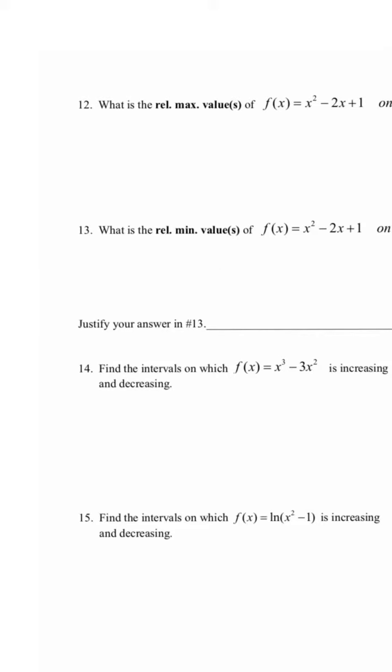This is page 4 of the worksheet for lesson 4.1 for Calculus A. I should have really included numbers 12 and 13 with the last video because it's all part of the same problem. But basically, it's looking for the relative maximum value and the relative minimum value of a function. So the relative maximum and the relative minimum are basically the tops and bottoms of hills.